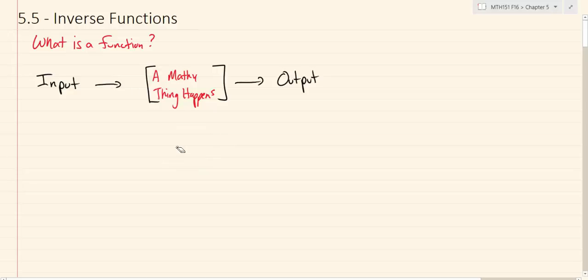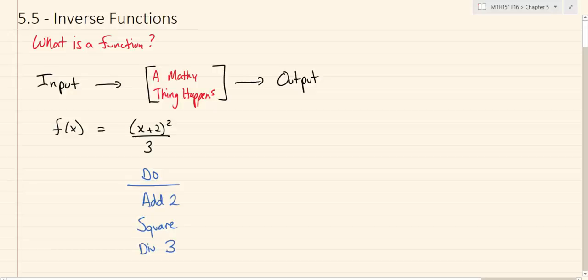If we give you a function maybe that looks like this, if you were to plug a number in for x, what is the first thing you would do? You'd add 2. And then after you add 2, you'd square it and then divide by 3. So this is a do list. You take your input, and these are the 3 mathy things that you're going to accomplish in this order. First, add 2 to your number. Second, square it. Third, divide by 3.